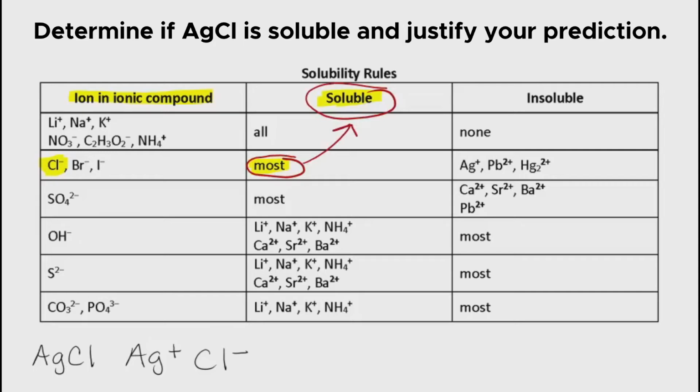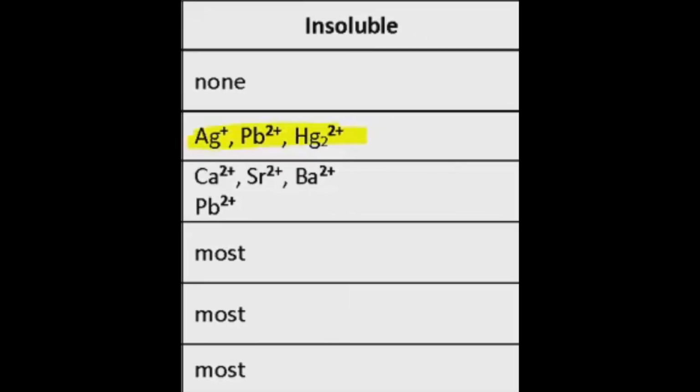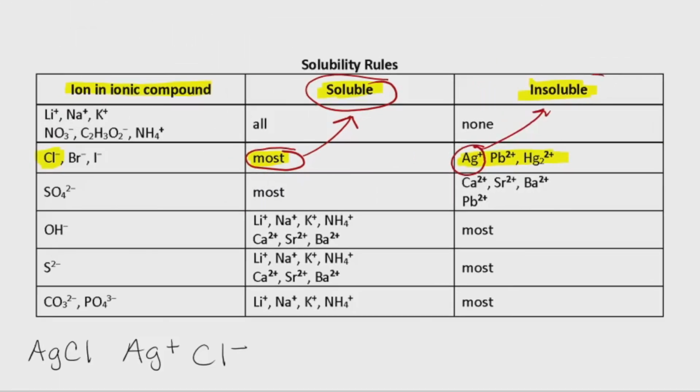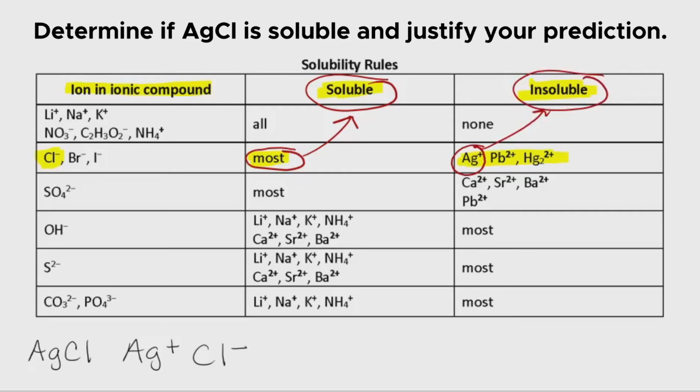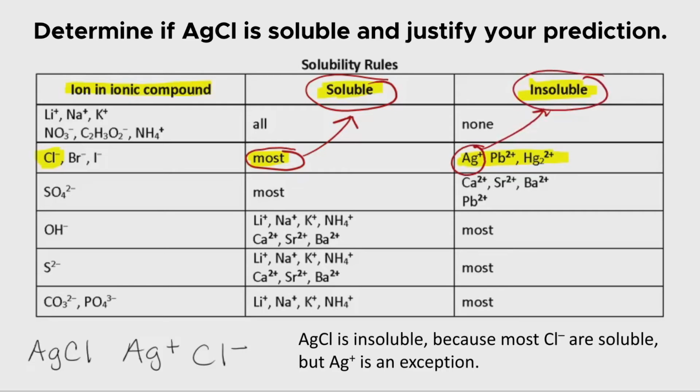Then we look at the other column. So now we're looking over here to see if our other ion is an exception. So we were looking at chloride, now we need to see if the other ion, silver, is an exception. And it turns out that it is, right here. And so what this tells us is that when chloride is combined with silver, that compound is insoluble. So silver chloride is insoluble because most chlorides are soluble, but silver is an exception.